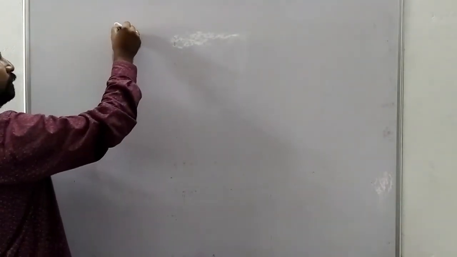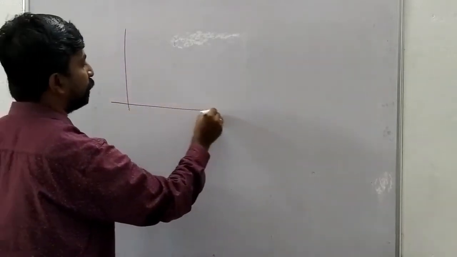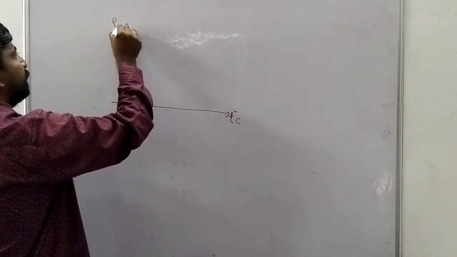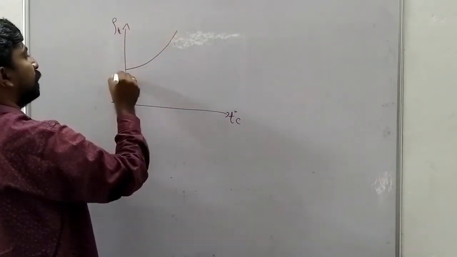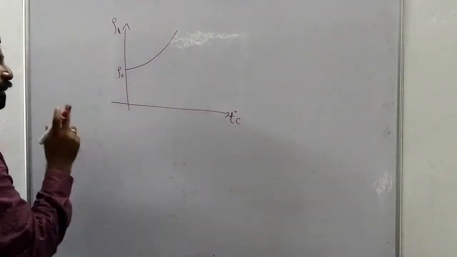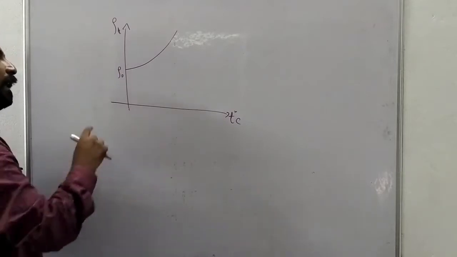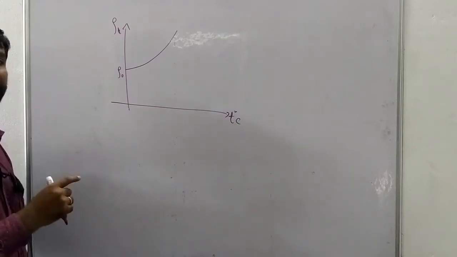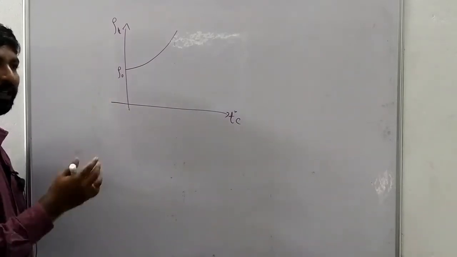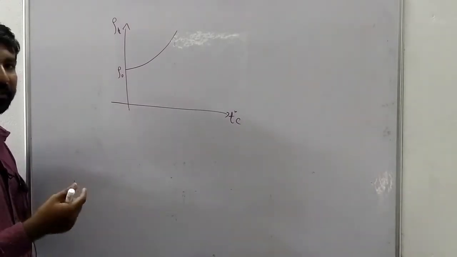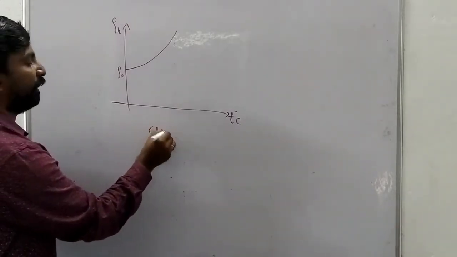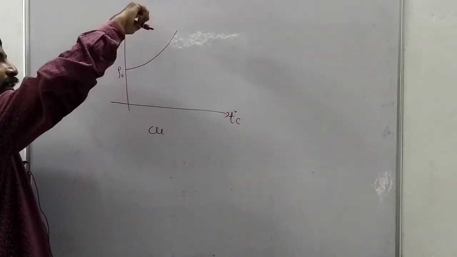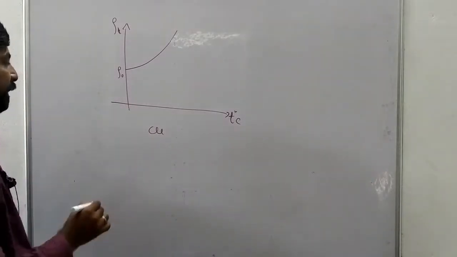Then draw the graph showing the variation of resistivity of copper with temperature. So this is temperature in degree Celsius, this is rho T, and this one is rho naught. This curve shows that as the temperature goes on increasing, the resistivity also increases, in copper. Now, one mark here: draw the graph showing the variation of resistivity of copper with temperature. In this graph, as the temperature increases, the resistivity also increases.